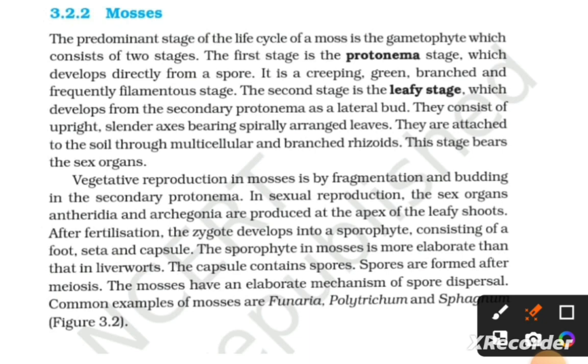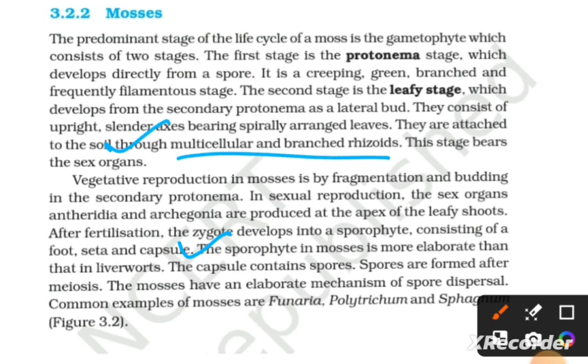Further, vegetative reproduction is by fragmentation and budding in the secondary protonema. In sexual reproduction, the sex organs, that is antheridia and archegonia, are formed at the apex of the leafy shoots. Already covered that the leafy shoots form the leafy stage, or the leafy shoots bear the sex organs, that is antheridia and archegonia. And after fertilization, the zygote develops into a sporophyte consisting of a foot, seta and capsule, and the sporophyte is more elaborate than in liverworts. So this line is important, the distinguishing line, this one and this line.